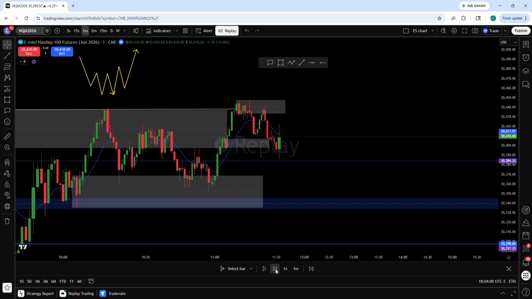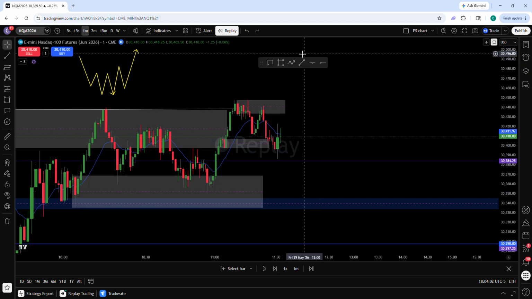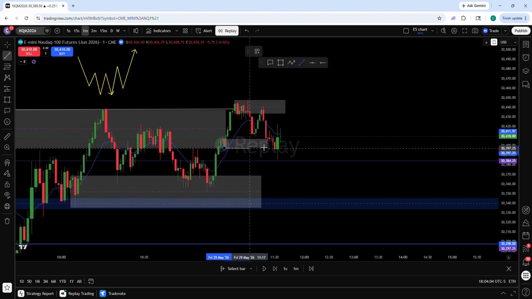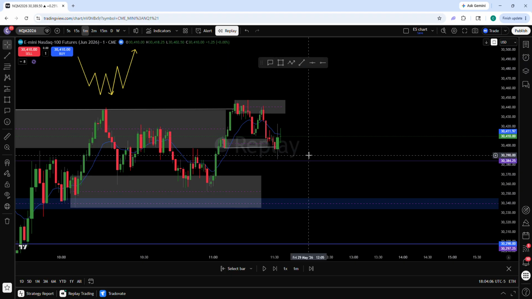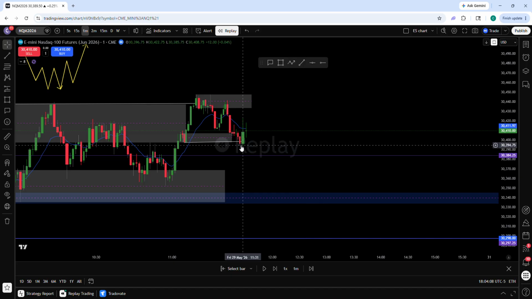See what happens. We break right through it. See the break? Bam. There's your break, with this red candle right here. So if you're trying to go long here, your stop's there, you're out.